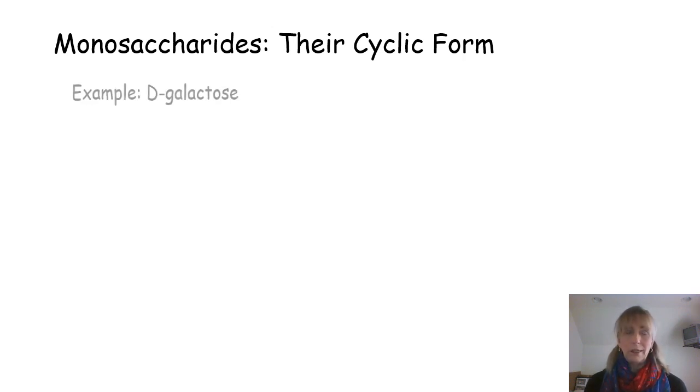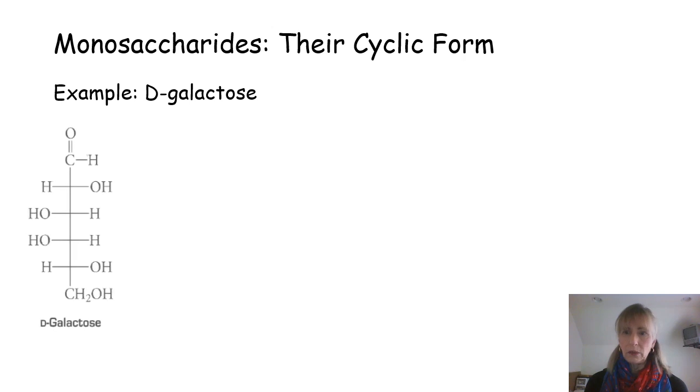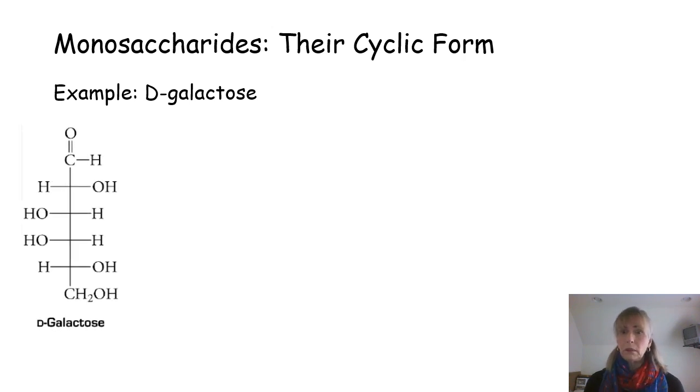More on our cyclic form. Let's do another one. Let's do a practice. Let's take another monosaccharide. Let's take galactose, D-galactose. And again, remember what the D means: that OH on the carbon furthest from your carbonyl is pointing to the right, and there it is. So it's D-galactose. Why is this galactose and not glucose? Because those hydroxyl groups are in different positions, okay?